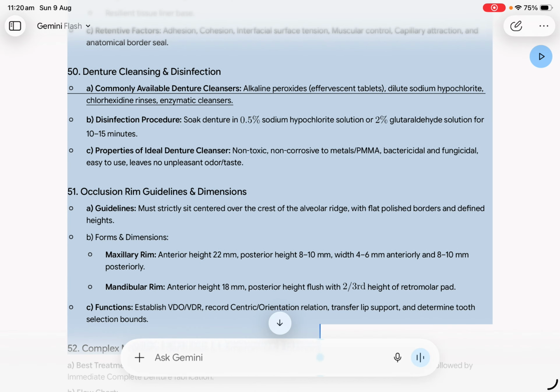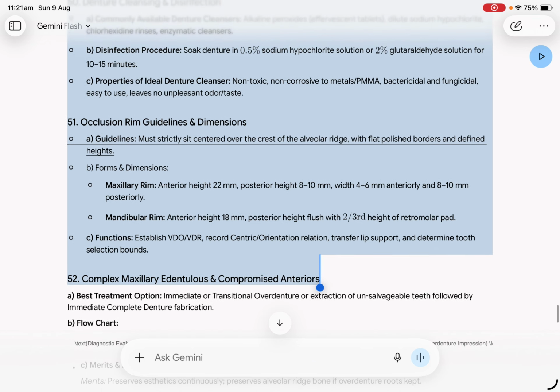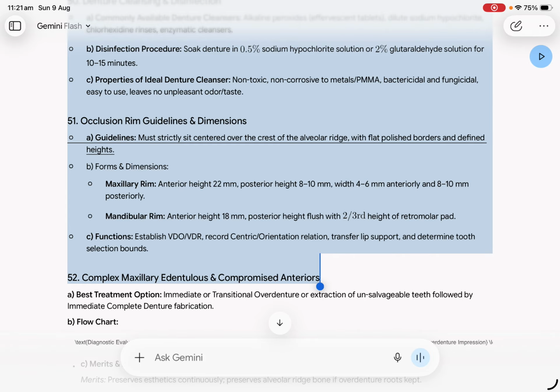C. Properties of ideal denture cleanser: non-toxic, non-corrosive to metals and PMMA, bactericidal and fungicidal, easy to use, leaves no unpleasant odor or taste. 51. Occlusion rim guidelines and dimensions. A. Guidelines: must sit centered over the crest of the alveolar ridge, with flat polished borders and defined heights.